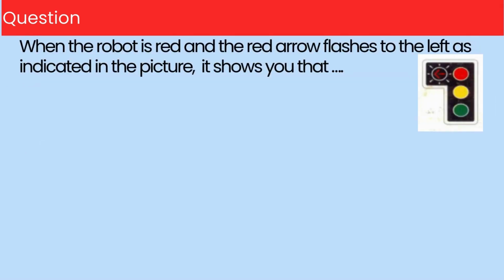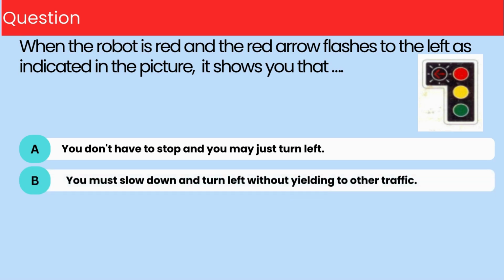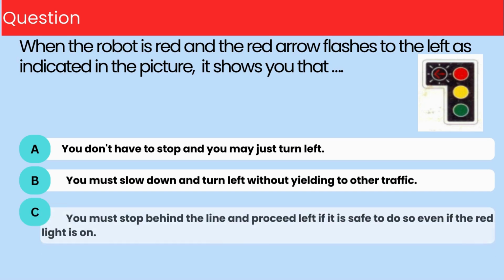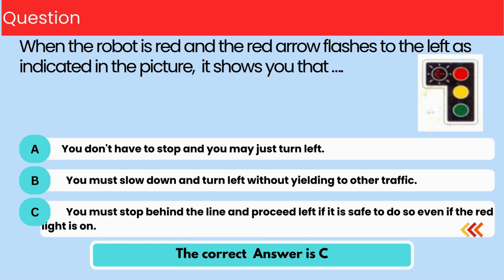Question. When the robot is red and the red arrow flashes to the left as indicated in the picture, it shows you that A. You don't have to stop and you may just turn left. B. You must slow down and turn left without yielding to other traffic. C. You must stop behind the line and proceed left if it is safe to do so even if the red light is on. The correct answer is C.